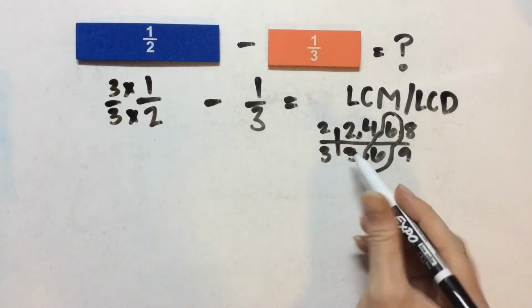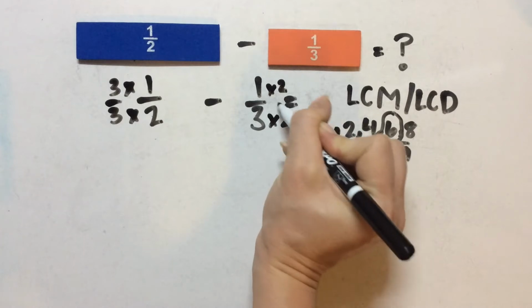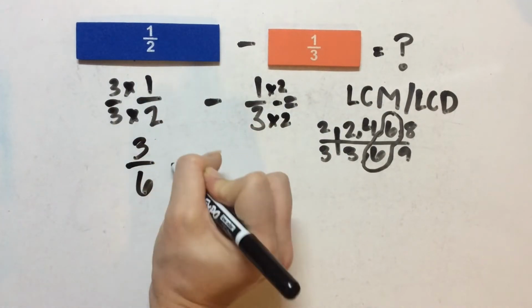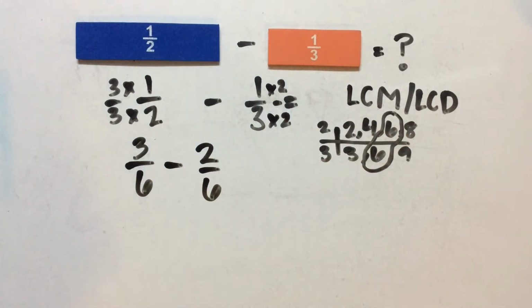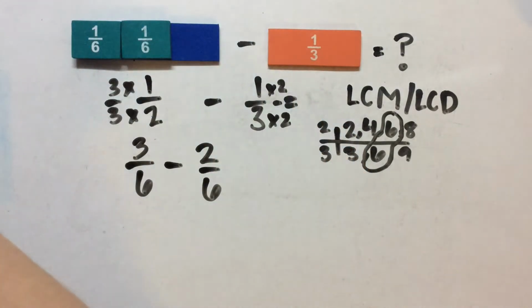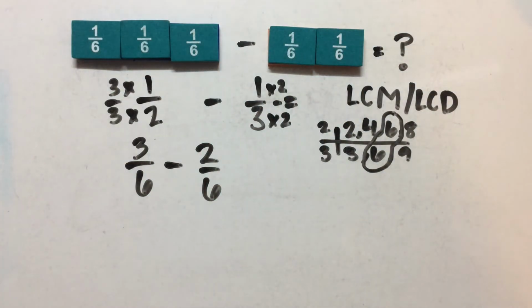on the top and 3 on the bottom, and 3 times 2 is 6, so 2 on the top and 2 on the bottom. So this is equal to 3/6 minus 2/6. And this checks out with my fraction tiles because 1/2 equals 3/6 and 1/3 equals 2/6. So that makes sense here.